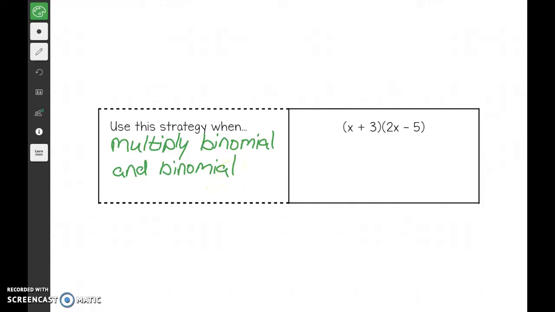So the only time we use this one is when we have a binomial times a binomial. We don't use this for anything else. Just binomial times binomial. Now the example they give us out to our right is (x + 3)(2x - 5).